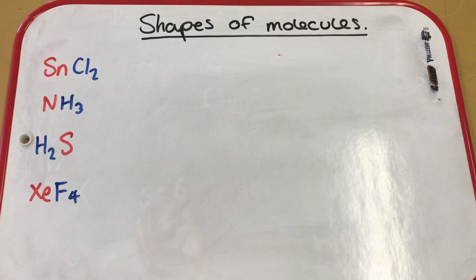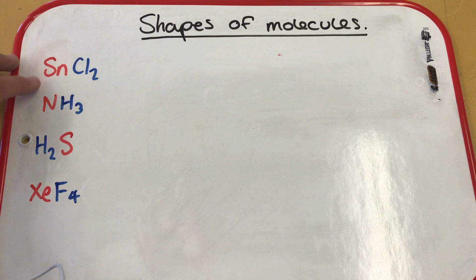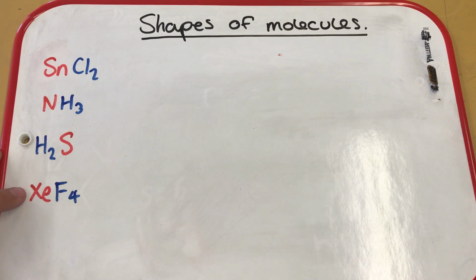Now what we're going to need to do is look at these different examples where we have some lone pairs of electrons, and we need to be able to draw their structures, showing how the lone pairs will actually affect the shapes of these different molecules.